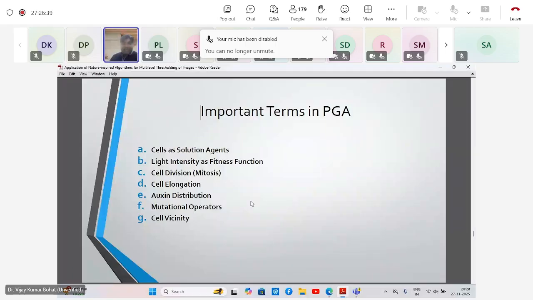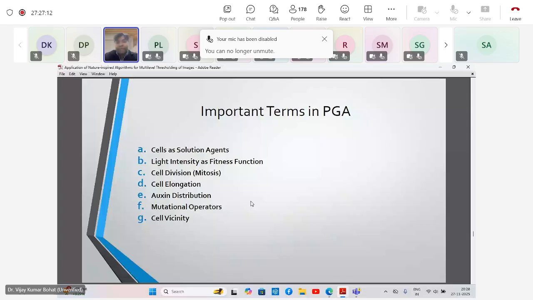Whenever we fight many diseases, we lose cells, and we generate new cells when we are very healthy. Plants also have cells. So in this newly proposed algorithm, we have cells as solution agents, like in the Grey Wolf optimization algorithm, they have grey wolves as the solution agents. We have plant cells as solution agents. The main motivational phenomenon is light. Light intensity we have considered as the fitness function.